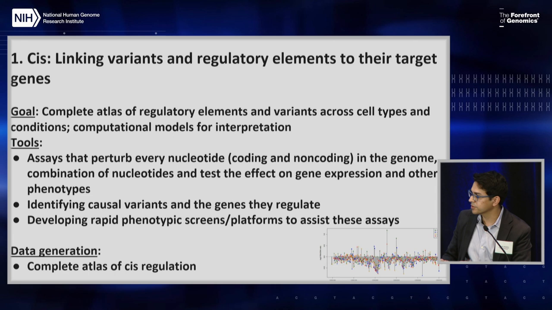Of course, the idea is not just to perturb every single nucleotide, but we can also think about more focused assays looking at sets of variants, trying to identify causal variants out of a confidence set from, say, GWAS, and then, once we identify a variant that seems to have some effect, what gene it is working through. There are many elegant examples now where it isn't working through the nearest gene. And something to discuss is what the, quote, rapid phenotyping screens and platforms are.